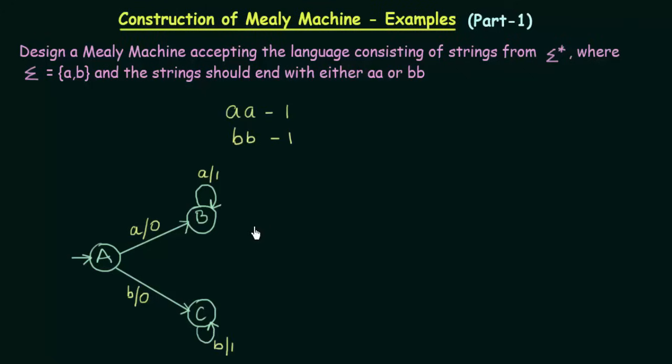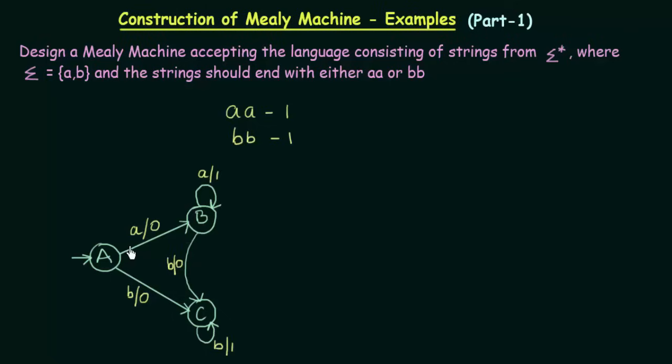But is it complete? No, it is not complete. Why? In state A, I've mentioned what happens on getting small a and small b, but states B and C are not complete. On B, I already mentioned what happens if it gets small a, but I did not mention what will happen to state B on getting input small b. So from state B, I will send it to state C if it gets the input small b. And what will I print? I will print 0.